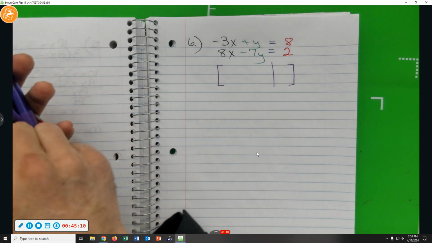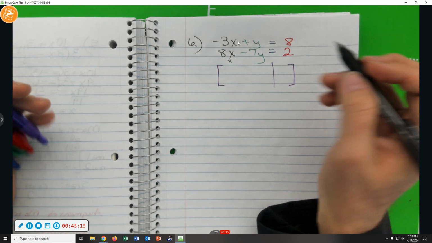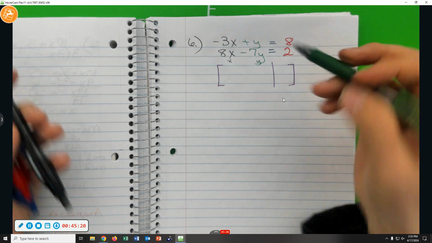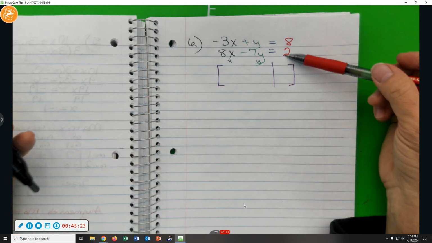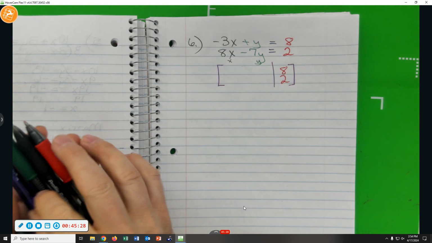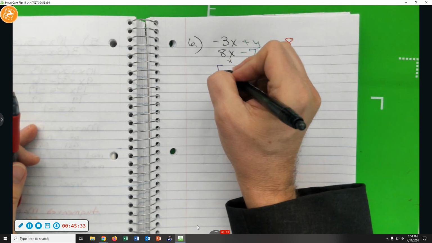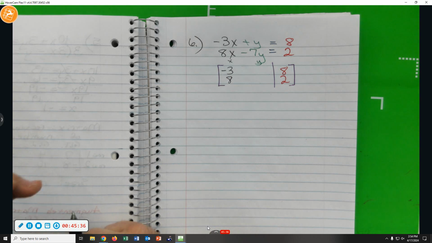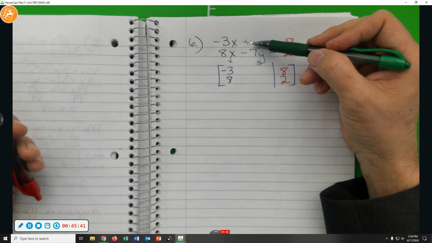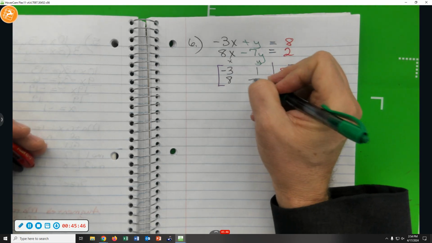You'll have a column that summarizes the x coefficients, and a column that summarizes the y coefficients. And over here on the right, those would be your constants. We can fill that in right now: 8, 2. The coefficients for x are -3 and 8. The coefficients for y are, hey, I don't see a number in front of this. What do I assume the coefficient is? So we have a +1 and a -7.